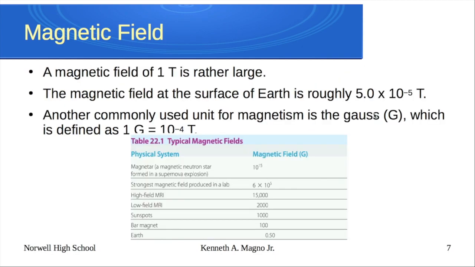For a magnetic field, we're going to be generally measuring in Teslas. And Teslas are a very large unit. The Earth's magnetic field itself is only about 5 times 10 to the negative 5th Teslas. The other common unit you might see is the Gauss.